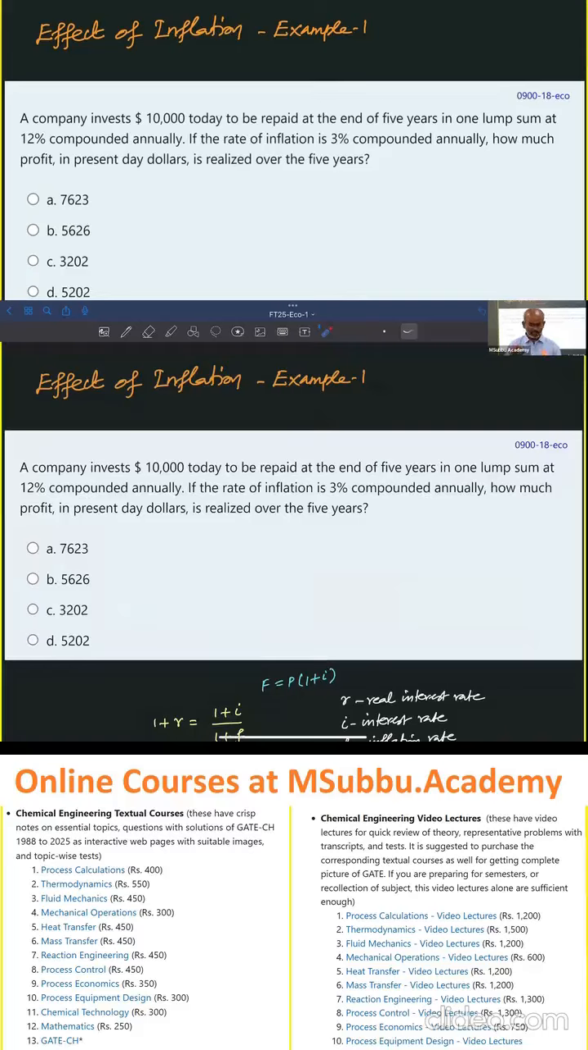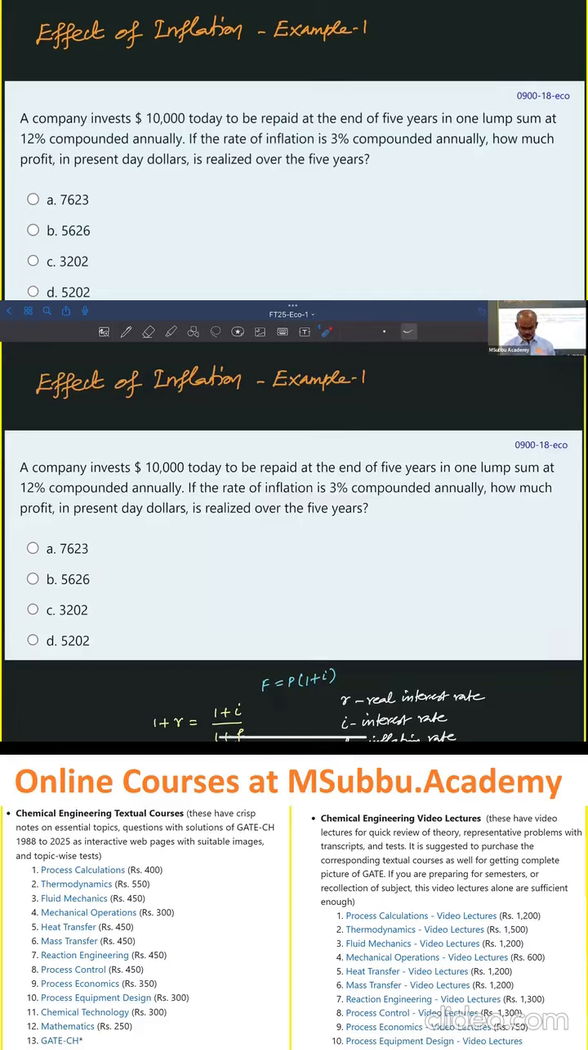Because of inflation, your actual growth is actually lesser. So let us calculate that. So let us see about this. This is calculating the effect of inflation. A company invests $10,000 today to be repaid at the end of 5 years in one lump sum, which means future worth, what we are going to calculate at 12% compounded annually, if the rate of inflation is 3% compounded annually.